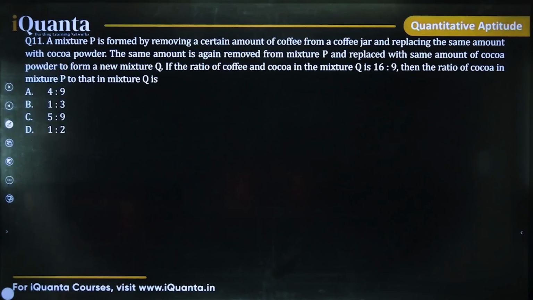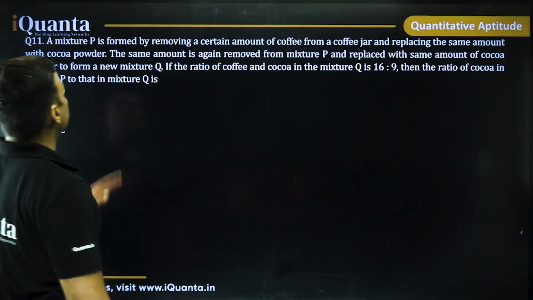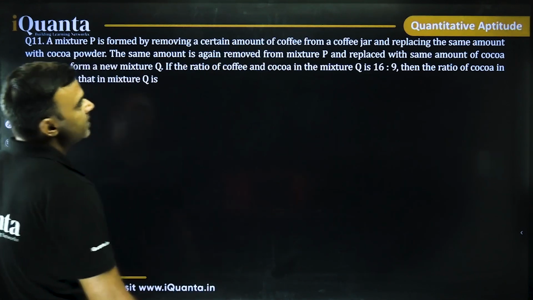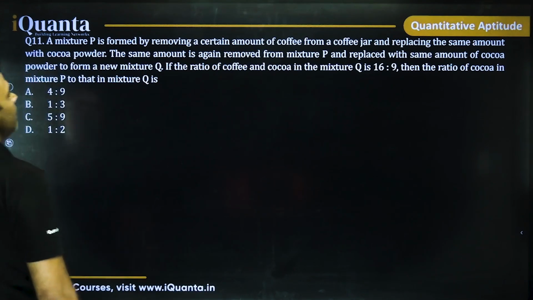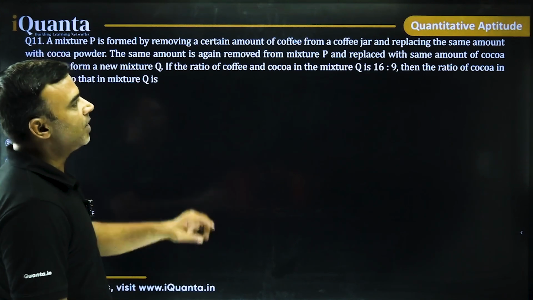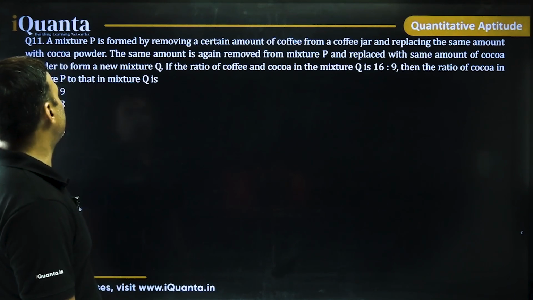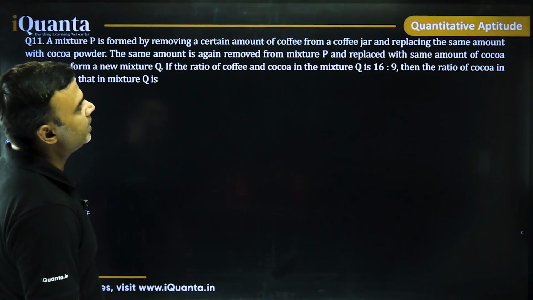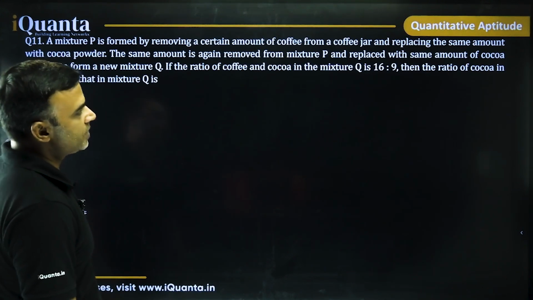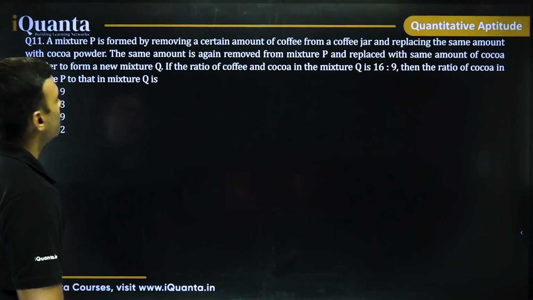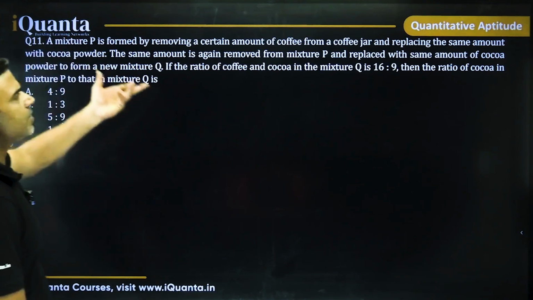Okay. The question says a mixture P is formed by removing a certain amount of coffee from a coffee jar and replacing the same amount with cocoa powder. The same amount is again removed from mixture P and replaced with the same amount of cocoa powder to form a new mixture Q. If the ratio of coffee and cocoa in the mixture Q is 16:9, then the ratio of cocoa in mixture P to that in mixture Q is. I think the first information is not required at all.